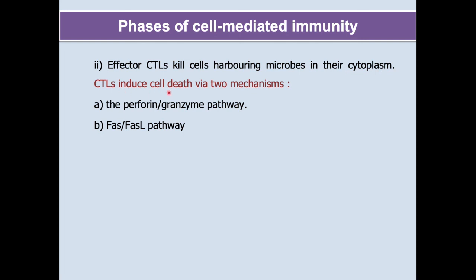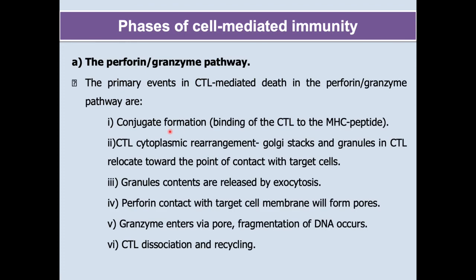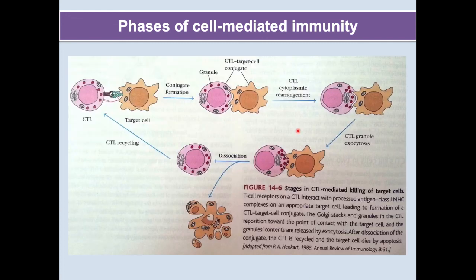CTL induces cell death via two mechanisms. So there are two mechanisms that can be triggered by CTL. The first one is the perforin or granzyme pathway, and the second one is the FasL pathway. Okay, what is the granzyme pathway? The primary events in CTL-mediated death in the granzyme or perforin pathway are its mechanism, but I will explain it in detail in this diagram.